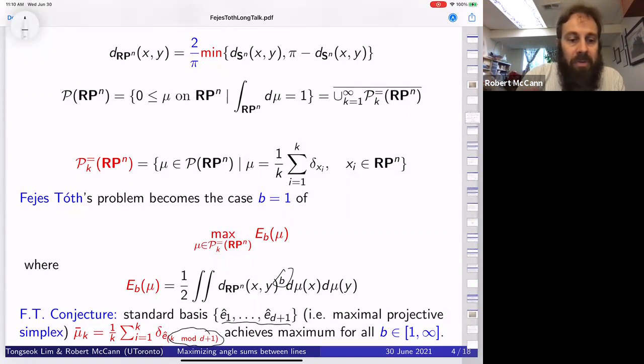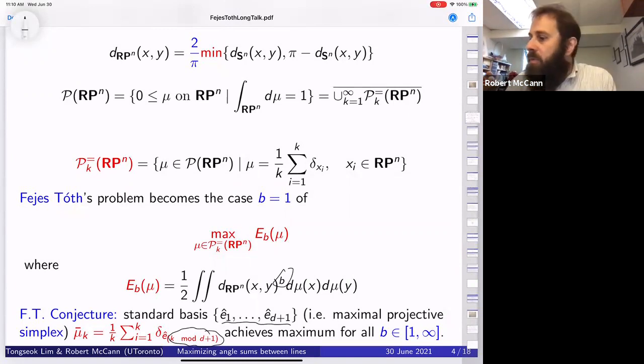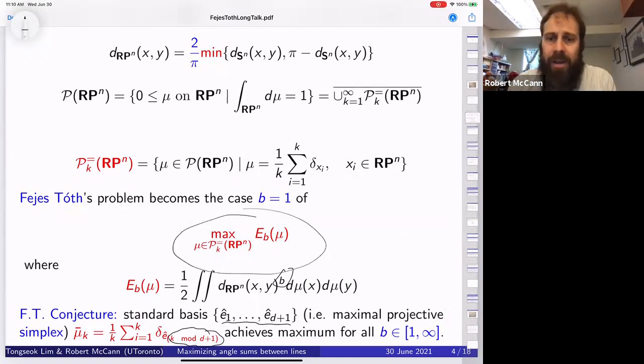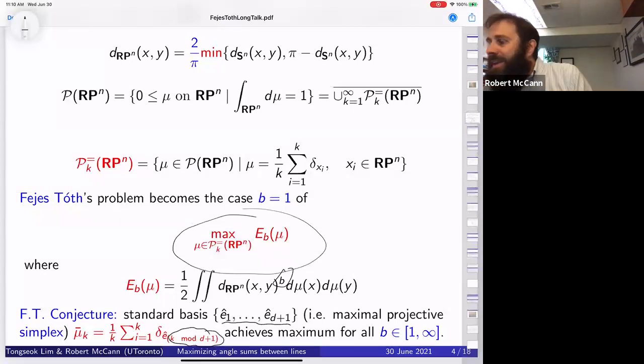And the conjecture is that this achieves the maximum when b equals 1. But if it maximizes for b equals 1, then it also maximizes for all larger b. And so you might expect it to achieve the maximum for every b between 1 and infinity. And well, we can't show it for every b, but we can show it for a large set of b's.